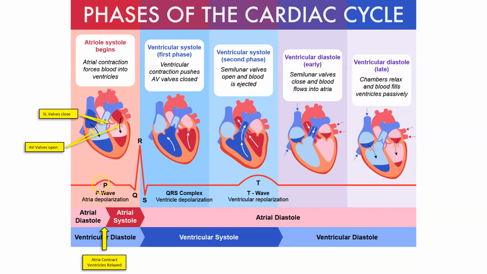Again, you can see that it has roughly the same shape. It's kind of elongated. Obviously, you do not want to see this much flat line. That would be bad. But we're just breaking down kind of the phases of the cardiac cycle.